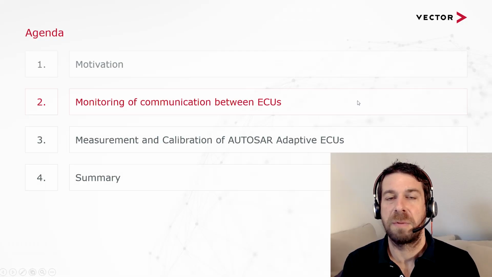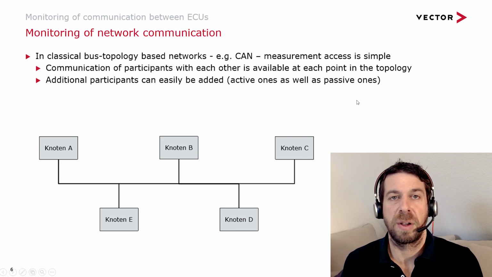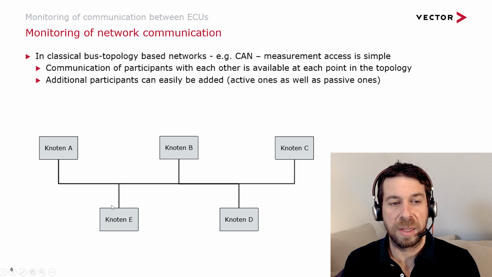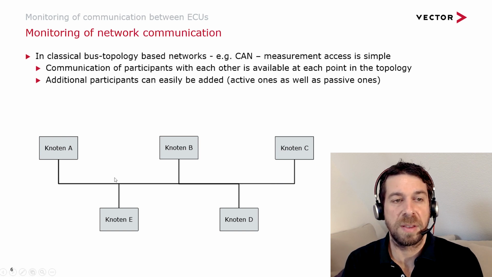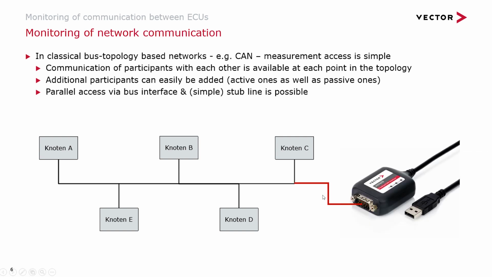Let's jump in. First, I want to have a look at the black box method, that means the monitoring of communication between the ECUs. What does this mean? In classical bus-topology-based networks like, for example, CAN, the measurement access is very simple. Because we have our network, and independent of which position I get access to the bus, I always have the same information at all the points I want to measure. And it is very easy to add an additional participant to this network, for example, a measurement participant. How to do this? We're just connecting here with our network interface to the bus, and then it's very simple to measure with the measurement and calibration tool.